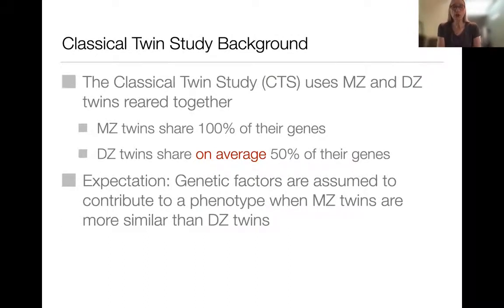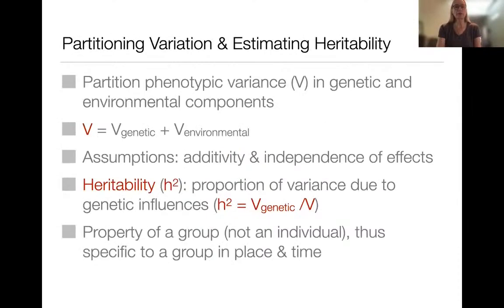twin pairs reared together, where MZ or monozygotic twins share 100% of their genes, while DZ twins share on average only 50% of their genes. So given that we know this information, there is the expectation that genetic factors are assumed to contribute to a phenotype when MZ twins are more similar for a trait than DZ twins. And let's unpack that a little bit.